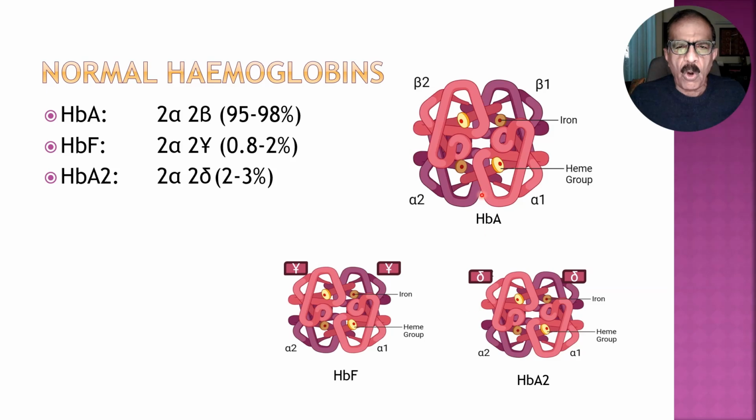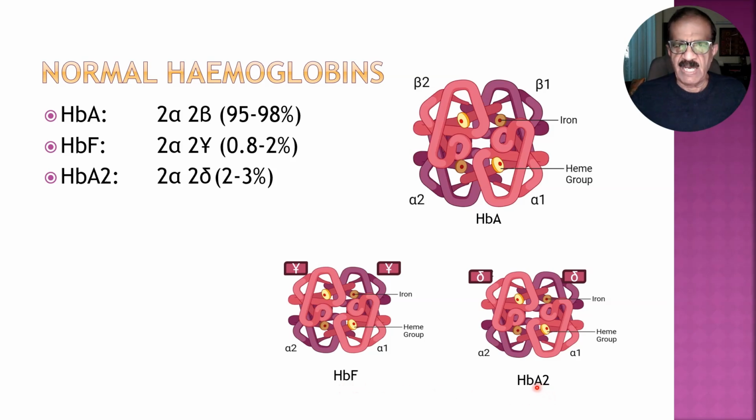Please note down all 3 normal hemoglobins have alpha chains. So alpha chain is indispensable. There is no functioning hemoglobin molecule without alpha chain. But beta chain can be replaced by gamma or delta chain. So that will be hemoglobin F or hemoglobin A2.